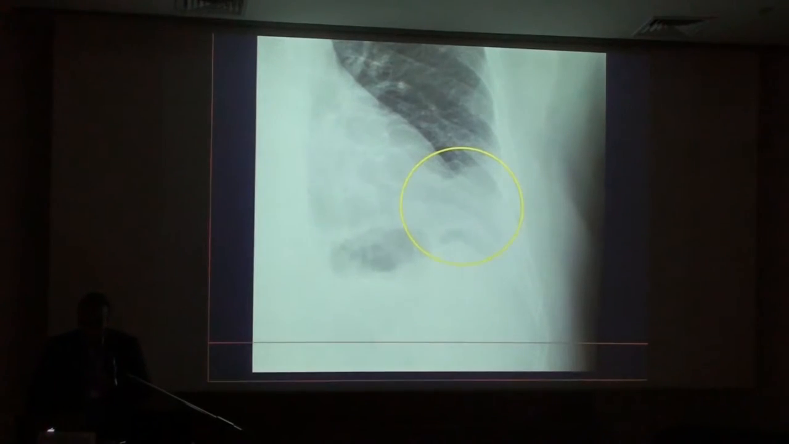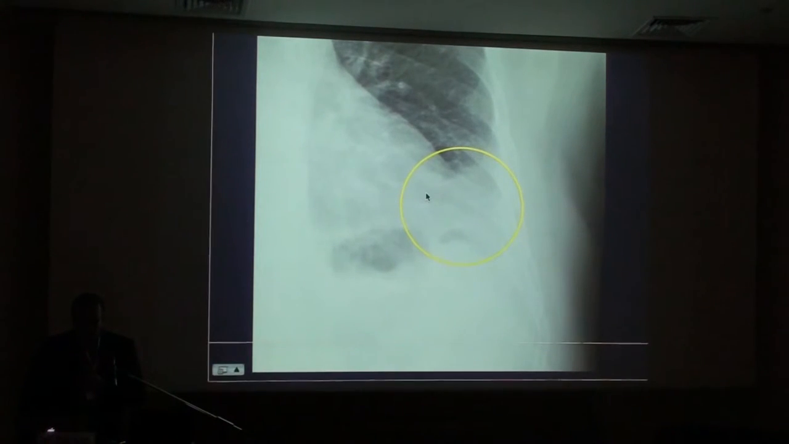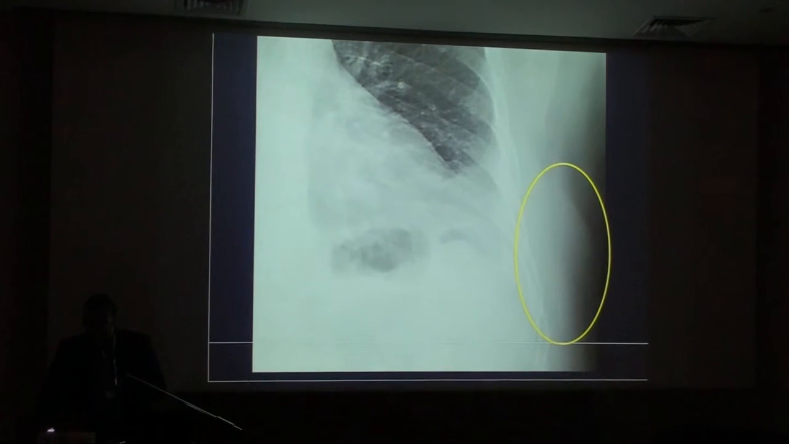When we look closely, it's obliterating the left cardiac border, so we thought that there is a problem or abnormality in the lingula. And you can see here also pleural thickening. We didn't know if it's because of pleural thickening or pleural effusion. And here also the fullness in the left lower chest wall.